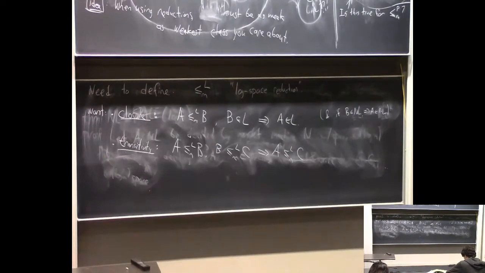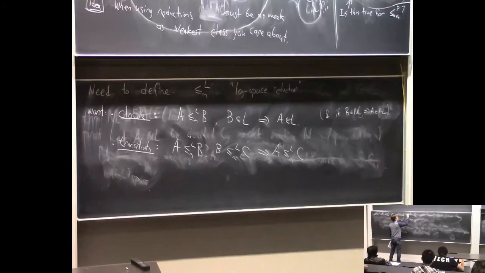OK, so these are two things we want out of our definition of log space reductions. Now I'll give you the definition, and then we'll show that they have these properties, and then we'll show that the path problem is complete for NL, and then we'll be done for the day. So here it is. A reduces in log space to B if, well, actually, I'll just write the same definition as we do for polynomial time reductions, but I'll continue to evade the issue.